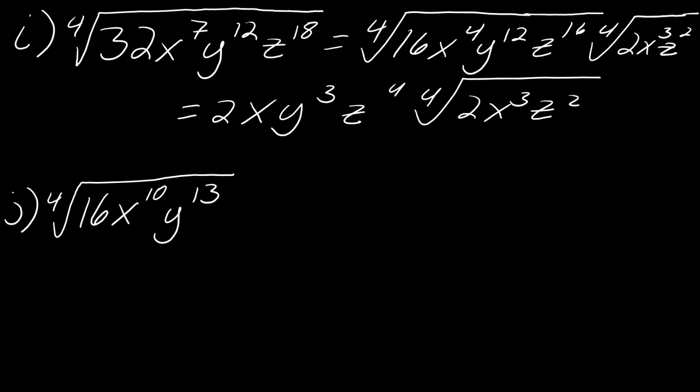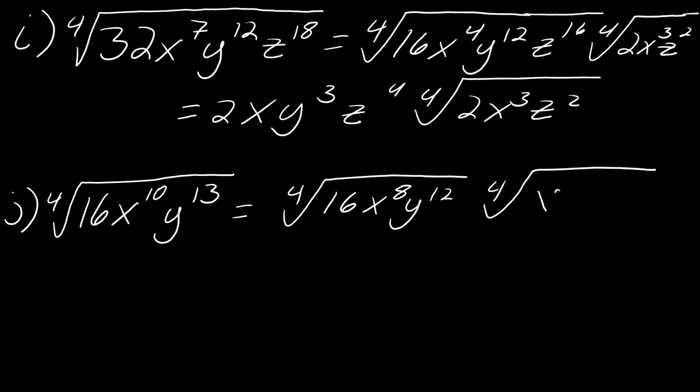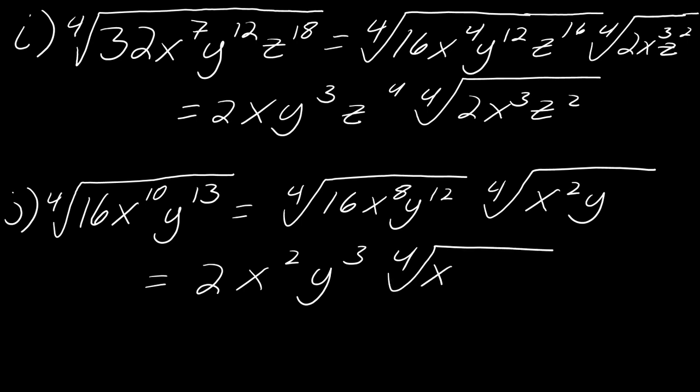Okay, cool. And for this last one, I've got the 4th root of 16x to the 10th, y to the 13th. So in this case, the 4th root of 16 will break down. X to the 8th can be broken down, and y to the 12th can be broken down. So my remainders are going to be x squared and y. So this is going to be 2x squared y to the 3rd times the 4th root of x squared y.